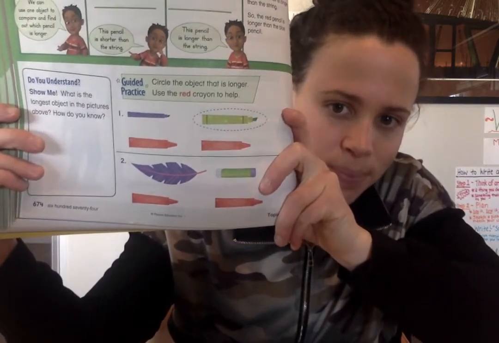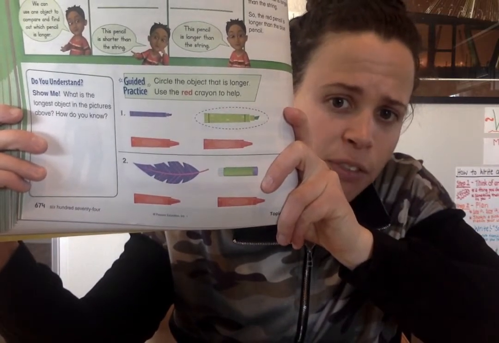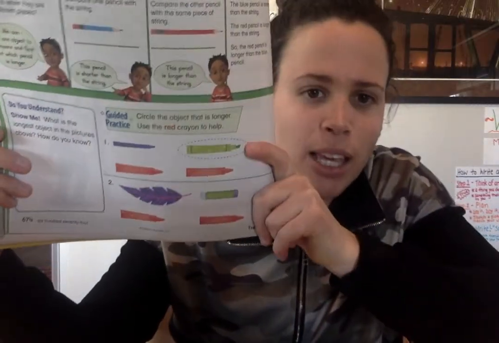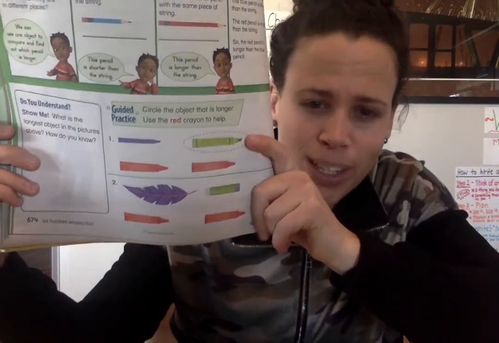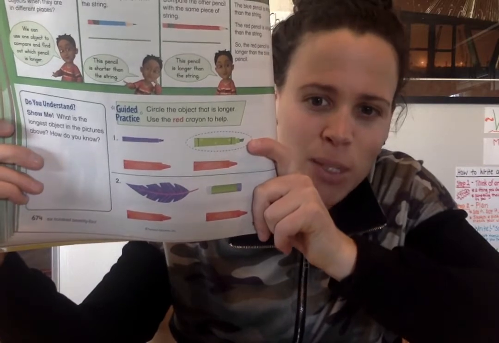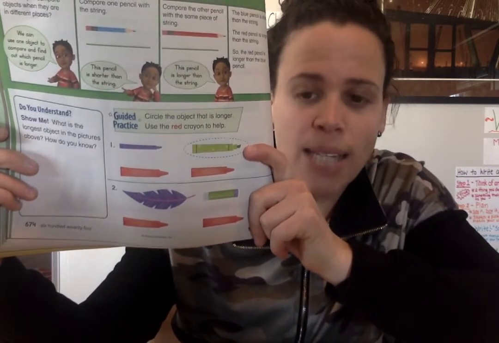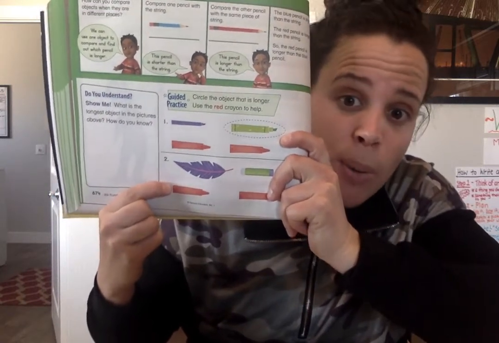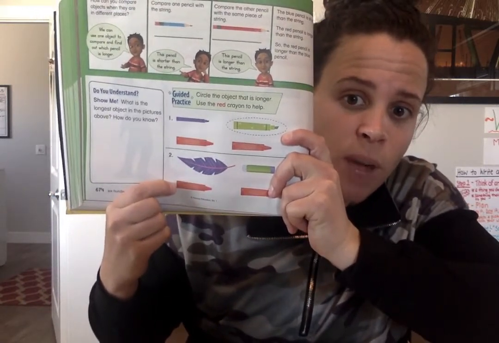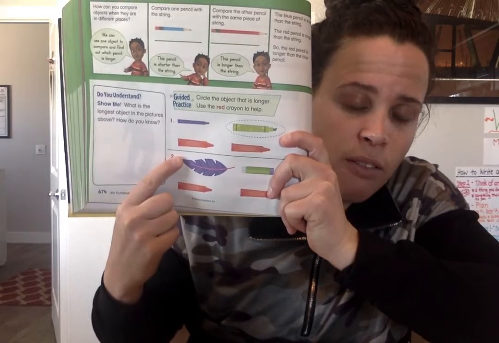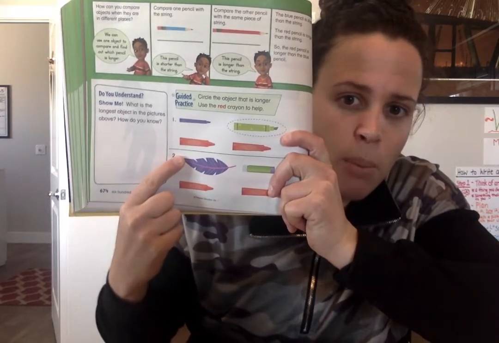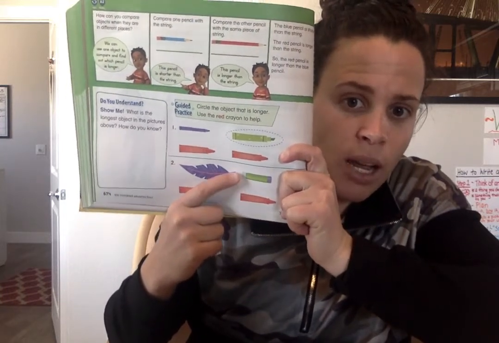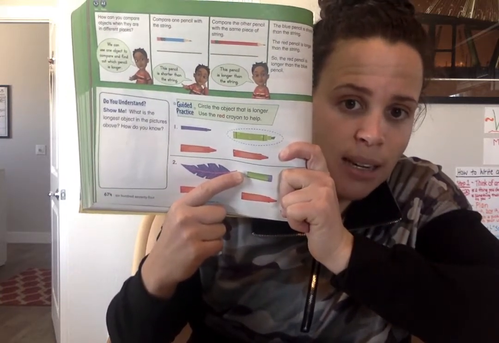Problem 2. You have a purple feather, and you have something that looks like chapstick or glue. Okay, a glue stick. One of those. And again, they're using the red crayon to measure with. So look, they lined up, that's super important, the red end of the red crayon to the tip of the purple feather, and then they lined it up again, the end of the red crayon with the end of the chapstick.